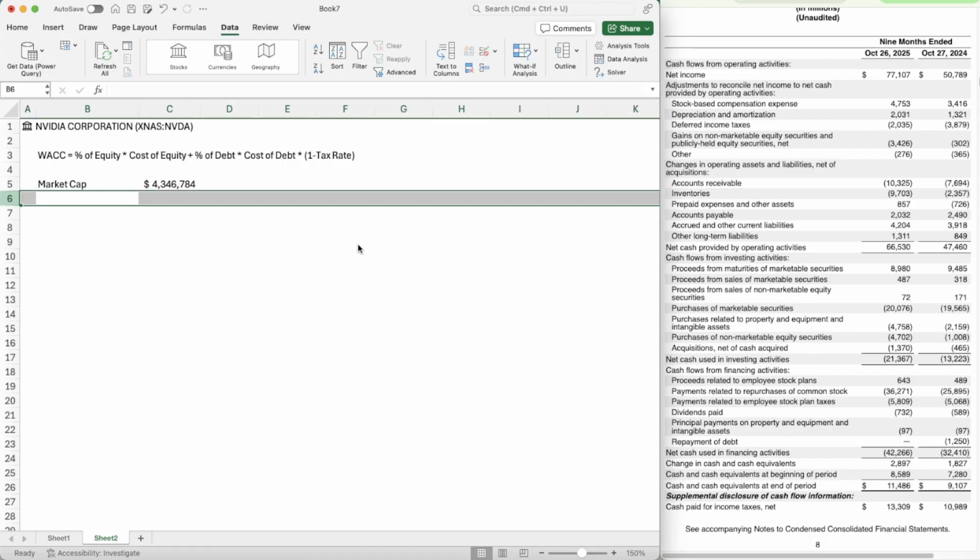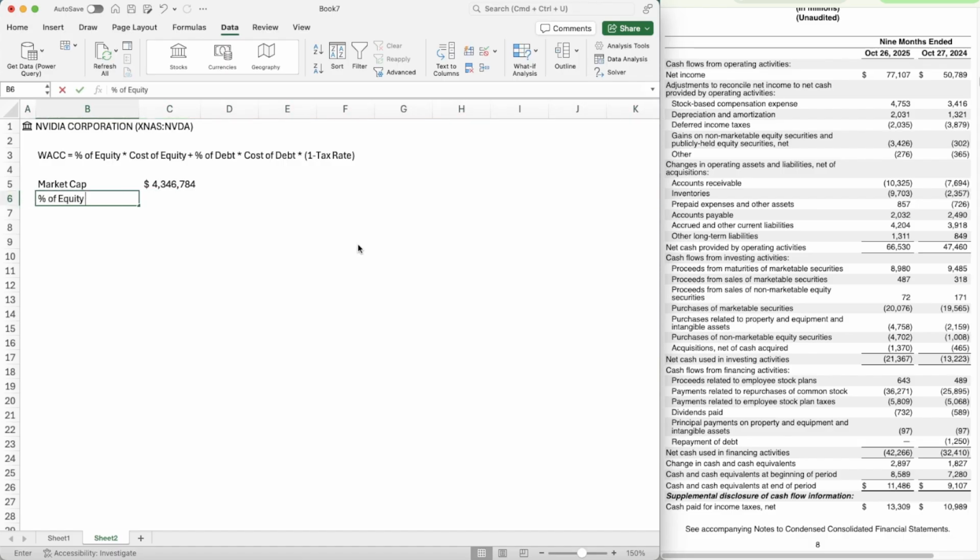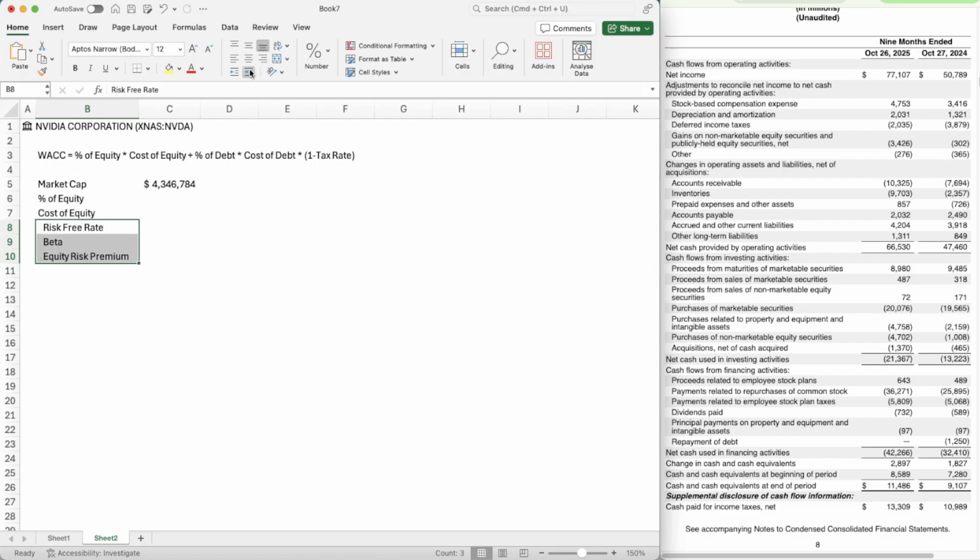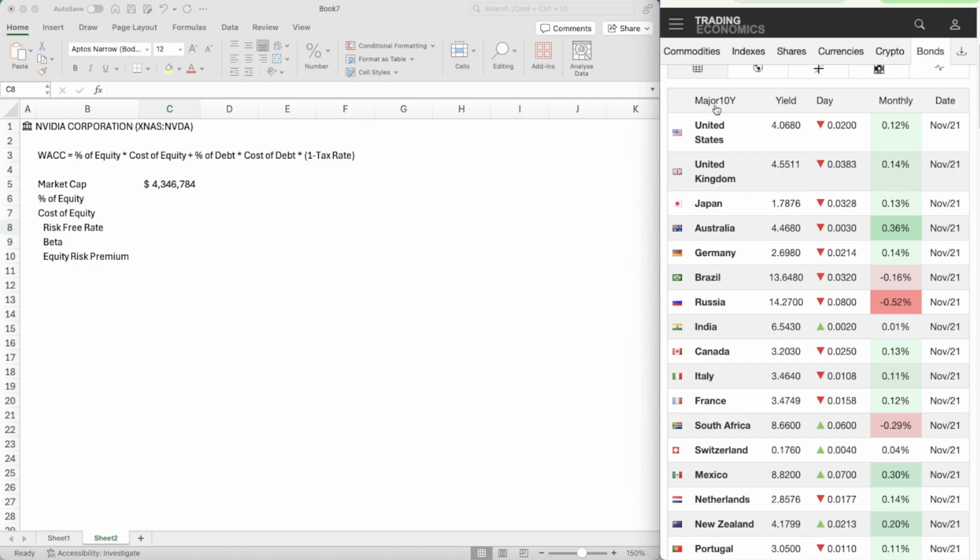Then we have percentage of equity, but we can't calculate that yet. Cost of equity, we can't calculate that either because we need these three items: the risk-free rate, the beta, and the equity risk premium. Only one of these we know. The other two we have to build out ourselves. The risk-free rate is your US 10-year. Nvidia reports its financials in dollars, so we use the US 10-year as the risk-free rate, and that's 4.068%.